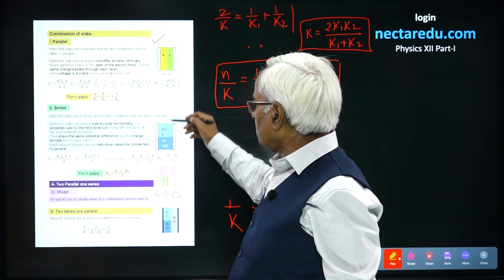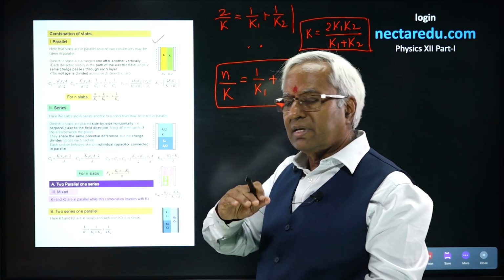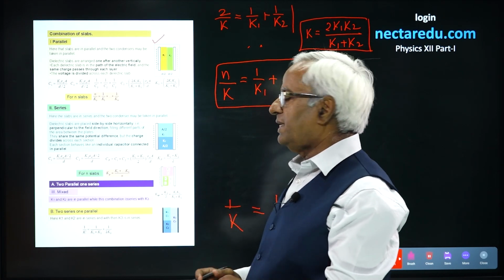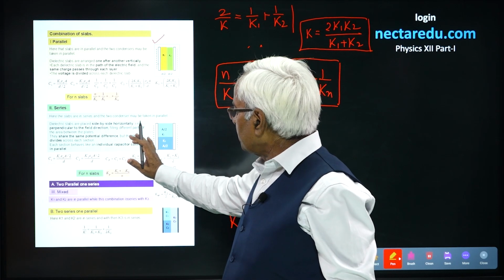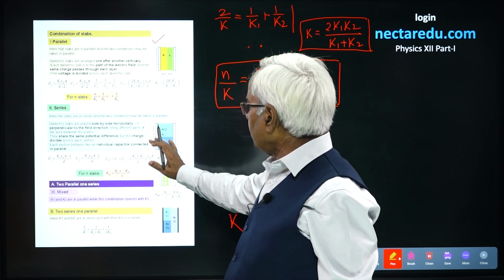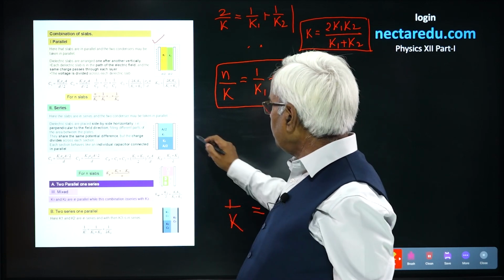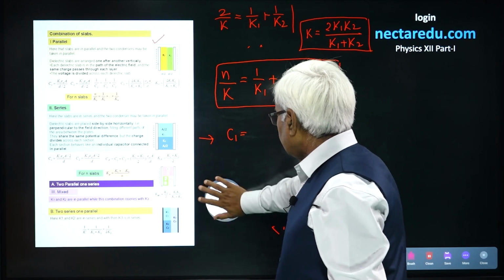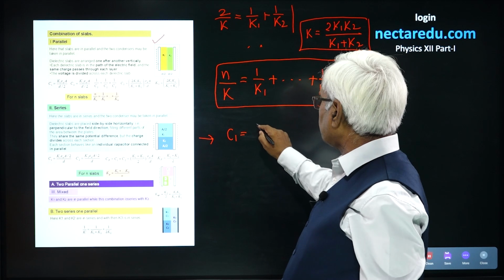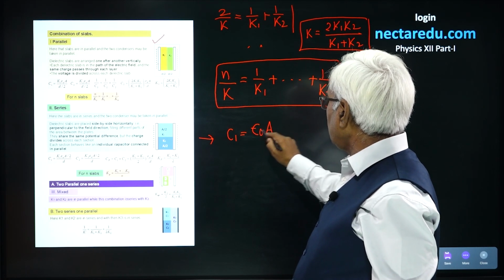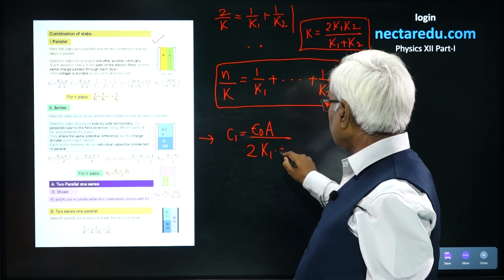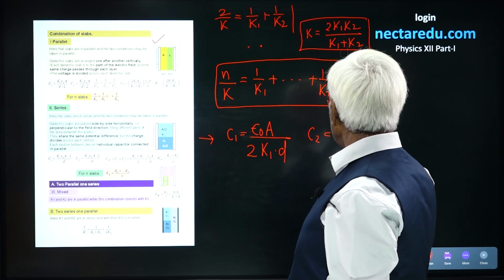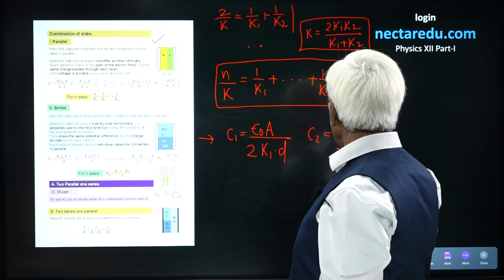Now here the two slabs have been placed horizontally, one above the other. The two slabs would be considered in series, whereas the two condensers will be taken as parallel, because one side is positive here. For both the condensers, they would be considered parallel. In this case, if we consider the capacity of one condenser, using only half of the area, it is going to be epsilon naught A by 2 K1 D. Similarly, C2 is epsilon naught A K2 by 2D.